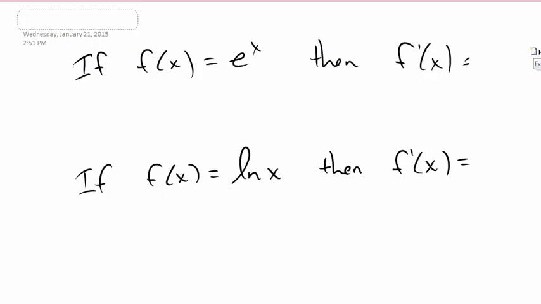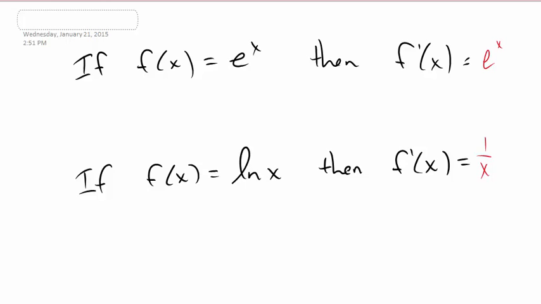So if f of x is e to the x, then, get ready for this, the derivative of that is e to the x. E to the x is an invariant function. Its derivative is itself. And at a higher, deeper level, we can prove this and show this. We're not going to focus on that in this course. F of x equals natural log of x. The derivative of that is not itself. The derivative of that is 1 over x. So these are derivative rules that you need to know.